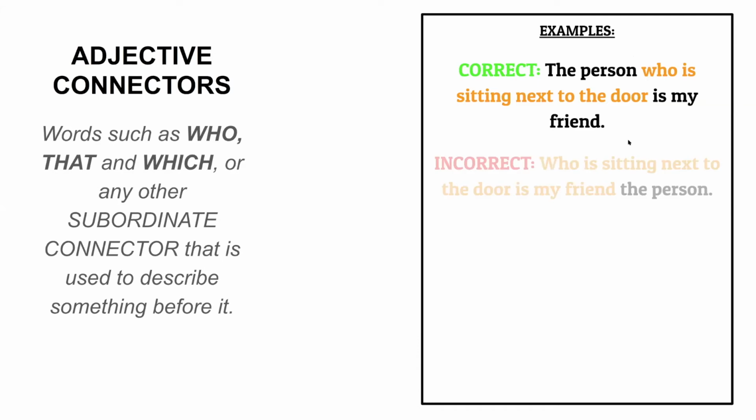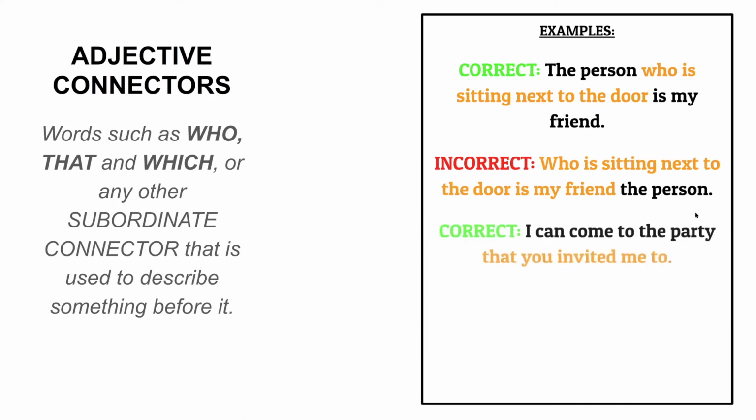Now, what I want you to notice, though, is we cannot switch the sentence around. Who is sitting next to the door is my friend, the person. We can't move it because now we don't know who is the person we're describing. So in this case, we cannot move the particular dependent clause. It has to follow the word that it's describing.